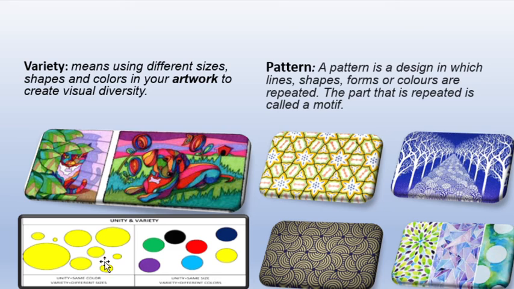And then we move on to pattern. Pattern is a design in which lines, shapes, forms or colors are repeated. The part that is repeated is called a motif. So this is something similar to repetition. All these things that you see here are pattern. The designs in it keep repeating themselves, and as they keep repeating themselves, it creates what? Pattern. So all these are samples of pattern.